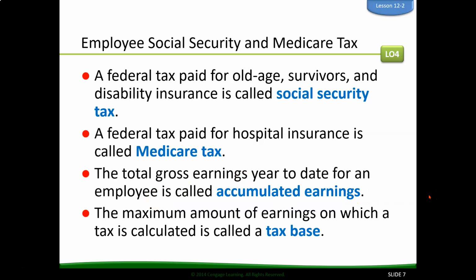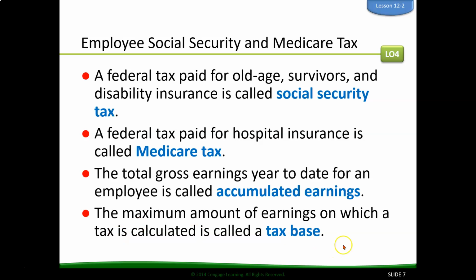Every quarter or every pay period, you will accumulate your earnings until you get to the end of the year. The end of the calendar year is when your employer has to give you your W-2. That W-2 is used for you to rectify your taxes and file your tax return. So as the payroll clerk, you would also be responsible for that.